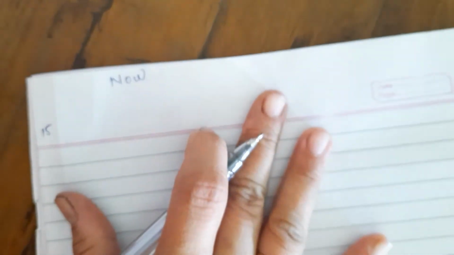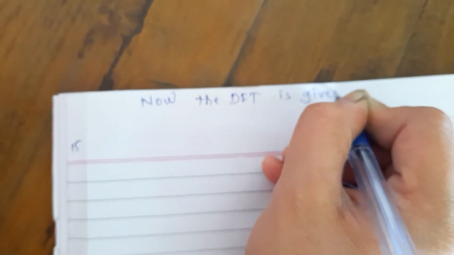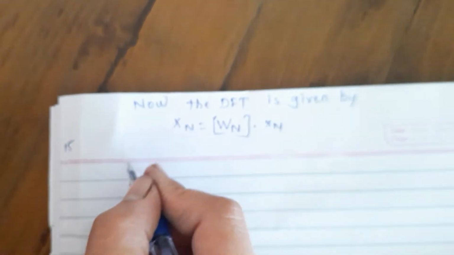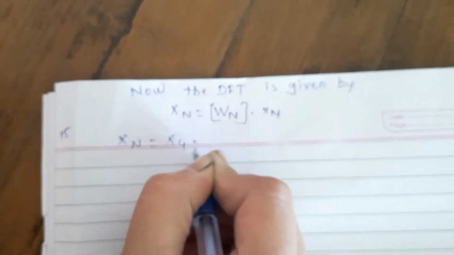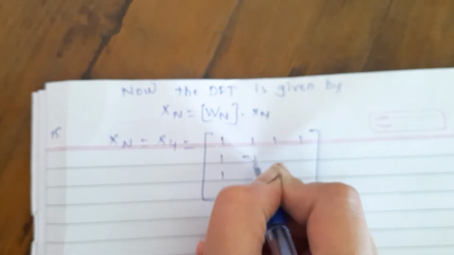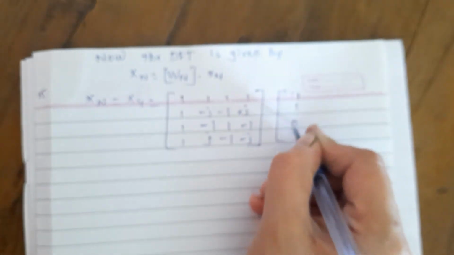Now the DFT is given by the equation X of n is equal to W n into x of n. So it is equal to X of 4, it is equal to 1 1 1 1, 1 minus j minus 1 plus j, 1 minus 1 1 minus 1, and 1 j minus 1 minus j, into x of n, that is 1 1 0 0. So we solve this matrix.